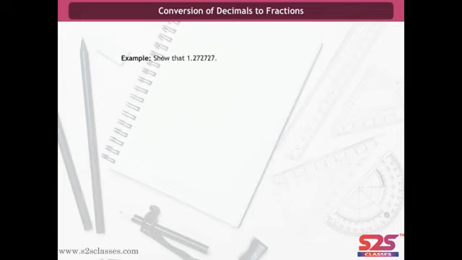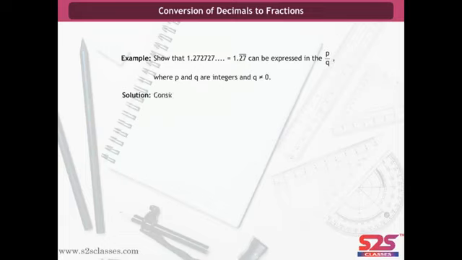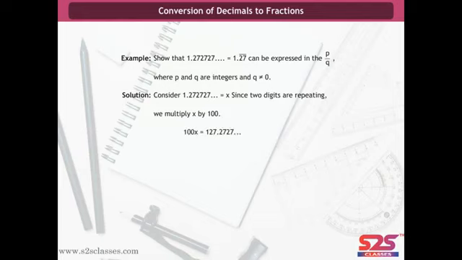Now let us solve the given example. Show that 1.272727 and so on, which is 1.27 bar, can be expressed in the form p by q, where p and q are integers and q is not equal to 0. Solution. Consider 1.272727 and so on equal to x. Since two digits are repeating, we multiply x by 100.